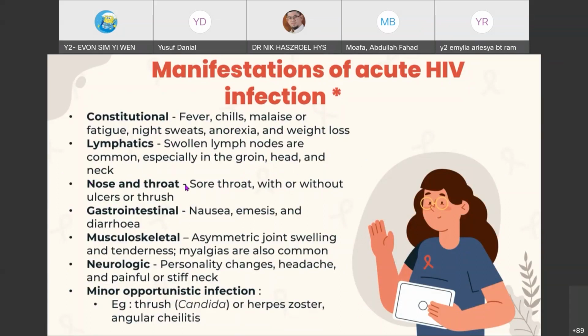For the nose and throat, patients will have a sore throat, with or without ulcer or thrush. For gastrointestinal, patients will have nausea, emesis, and also diarrhea. For musculoskeletal, we have asymmetric joint swelling and also tenderness. For the neurologic part, patients may experience personality changes, headache, and also a painful or stiff neck. For the minor opportunistic infections, we have herpes zoster or angular cheilitis. So clinically, this phase is associated with a self-limited acute illness with non-specific symptoms.